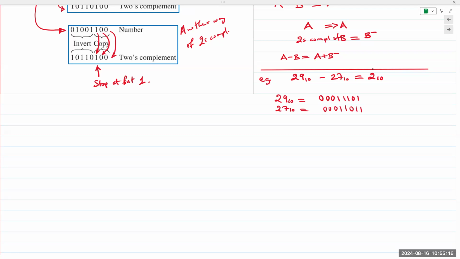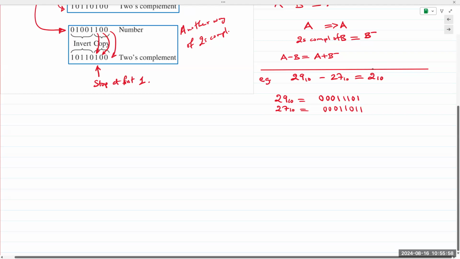We are subtracting 27 from 29. So we leave 29 alone, as it is. We don't modify it or do anything to it. The number to be subtracted is the one we will modify. Again, we are performing 29 minus 27, so we leave 29 alone, but the number to be subtracted, 27, we will convert. We'll perform the logical operation on 27.